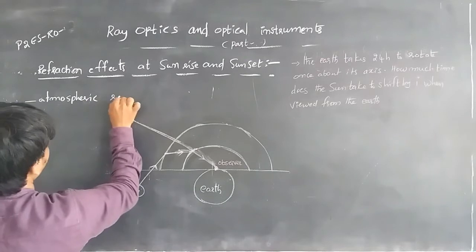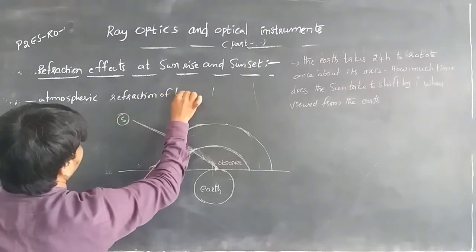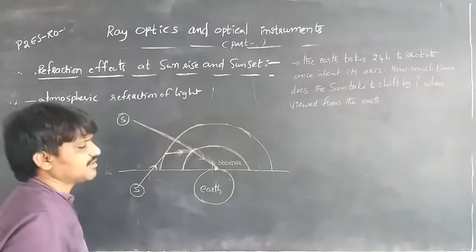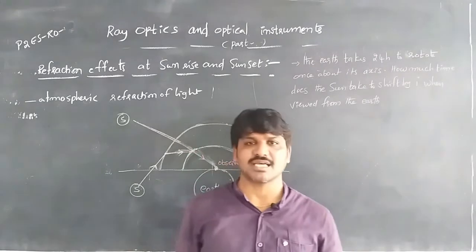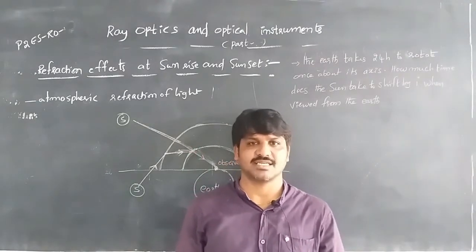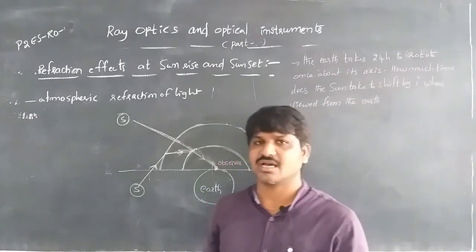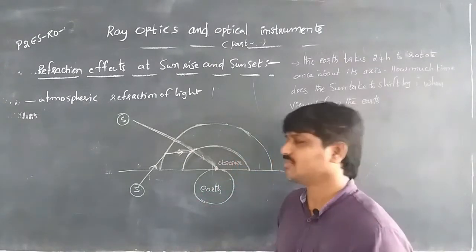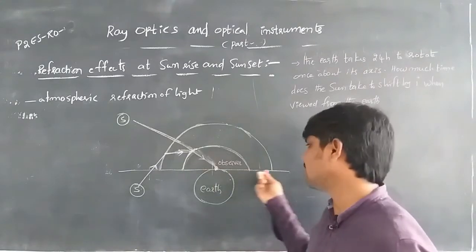Due to the atmospheric refraction of light, we can see the sun before sunrise and after sunset for some time, for 2 minutes. Means here what actually happens: consider this is earth and this is horizon.